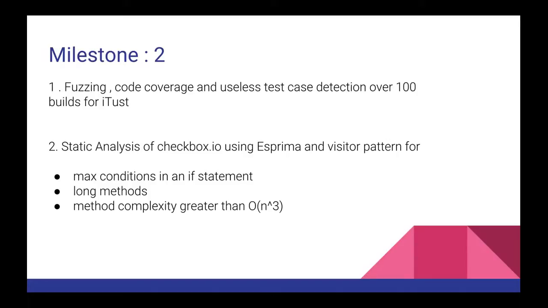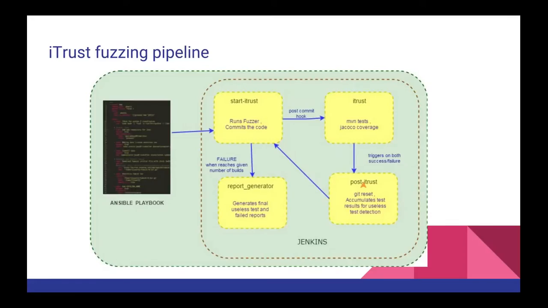For Checkbox.io, we created a static analyzer that detects the max conditions in an if statement, detects methods with more than 100 lines, and detects methods with time complexity more than O(n^3). Four jobs were created to achieve this task.